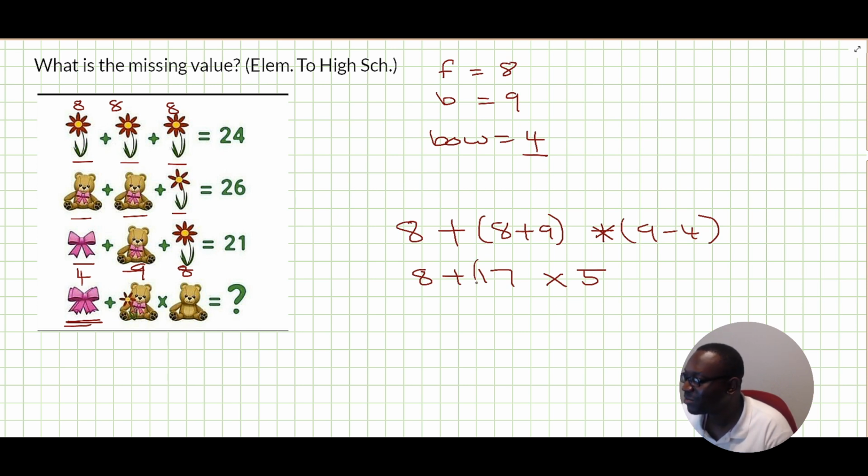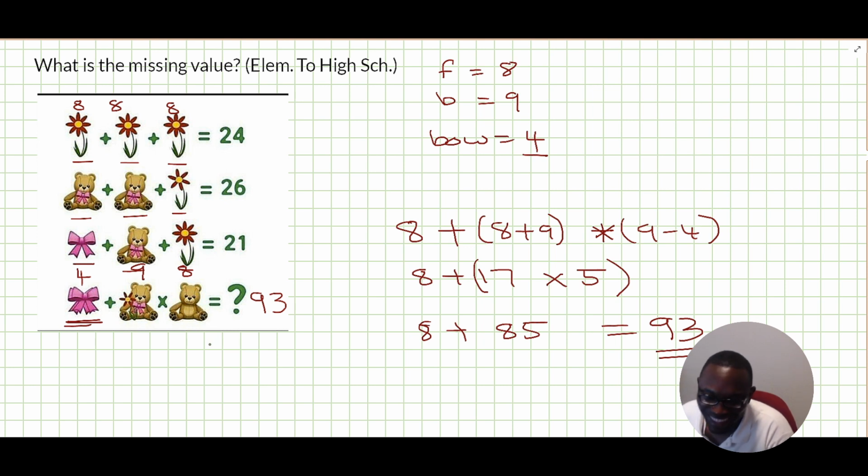So PEMDAS, we're going to focus on the multiplication first. 17 multiplied by 5, so we have 8 plus 85, which is going to give you 93. So this answer here is 93. I knew this was going to be tricky. There are a few things that you had to pay attention to.